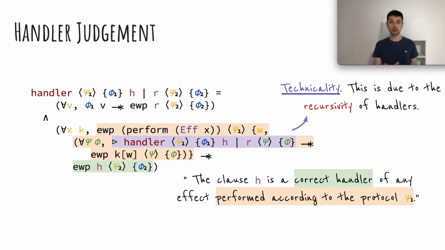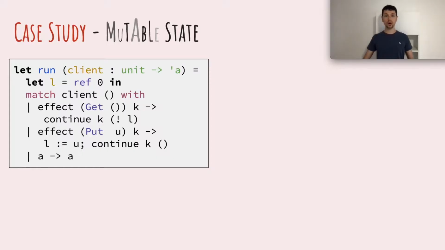There is also a small technicality I would like to discuss, which is the fact that the handler judgment is a recursive definition, and that comes from the fact that handlers themselves are also recursive. The operational semantics of recursive handlers is known in the literature as deep handlers. We have all the tools to carry out the formal verification of our introductory examples.